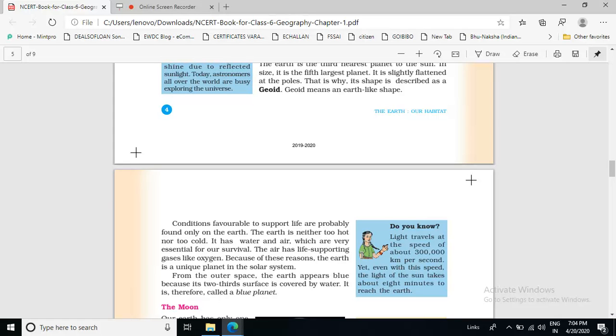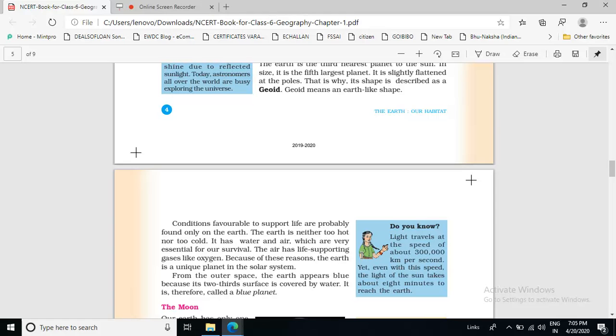70% of our body is made up of water. We cannot survive for more than 3 or 4 days without water. So water and air both are essential for our existence, and these are present on the earth only. That is why there is life on the earth, and that is why the earth is called a unique planet.